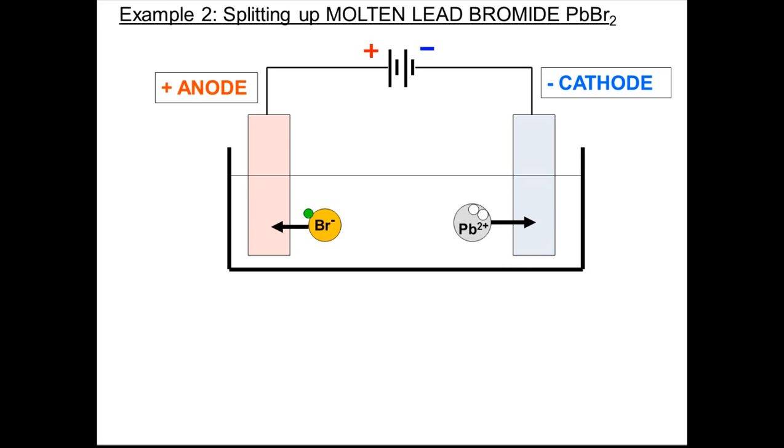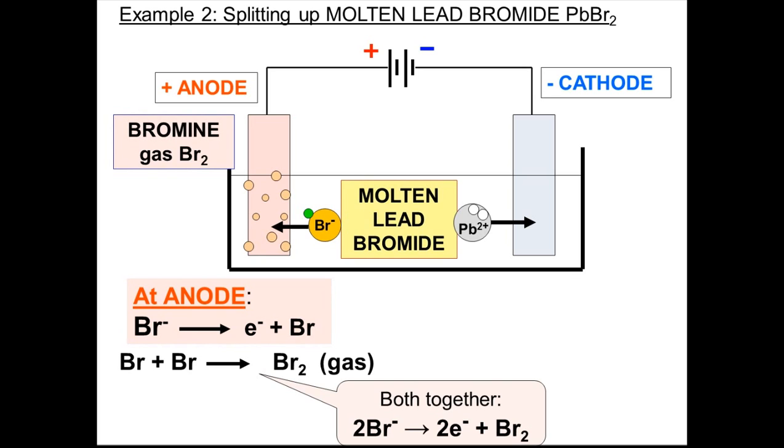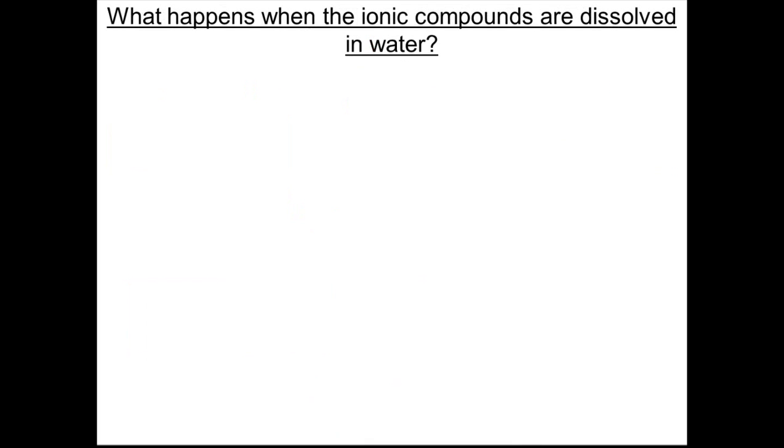Similar example here, lead bromide. Lead is Pb2+, bromine is Br-. So this is what's going to happen. Same sort of thing as before. We get bromine gas being formed and the half equations. If you're a bit like, oh, what's going on here, just pause it at this point and you can have a look through this and figure this out as well. And we get lead being formed at the cathode. And there are our half equations.